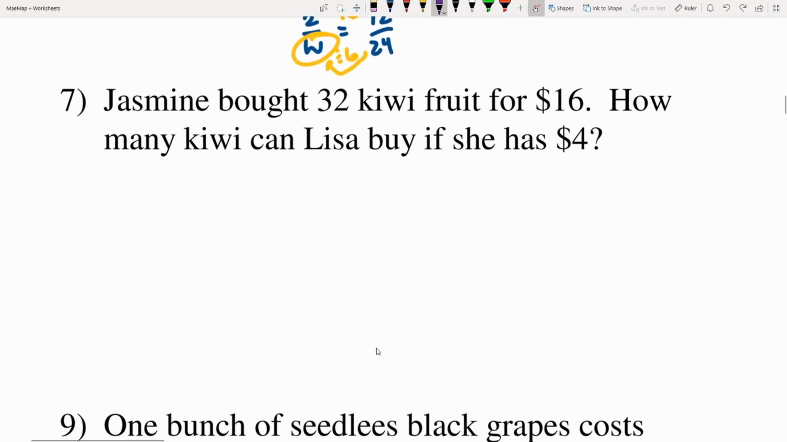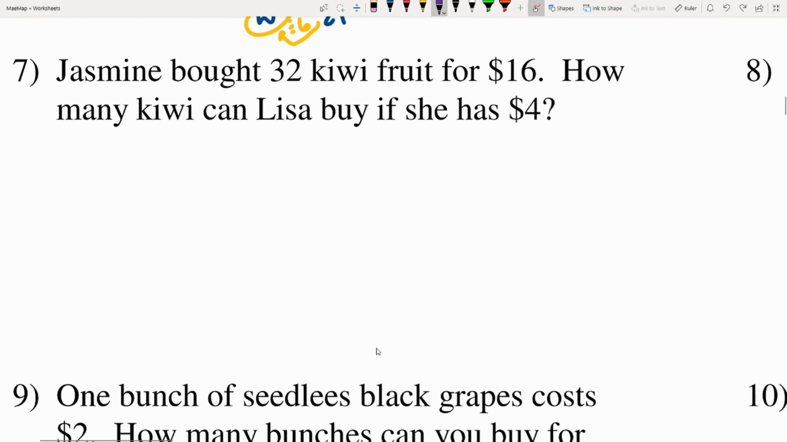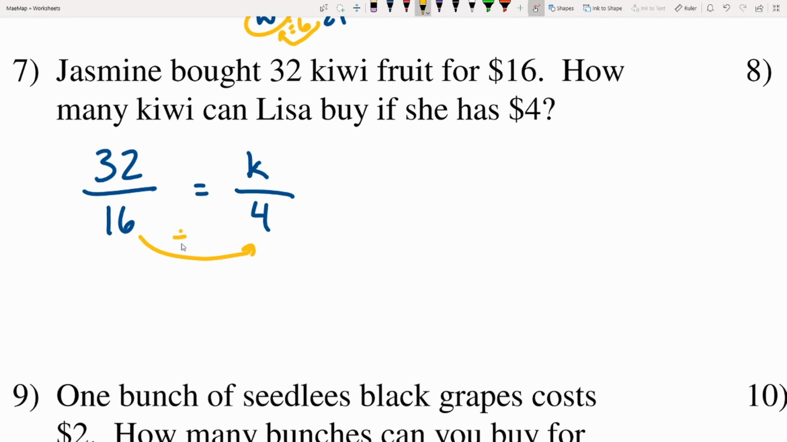In number 7, it says, Jasmine bought 32 kiwi fruit for $16. How many kiwi can Lisa buy if she has $4? So we know we can do 32 kiwi for $16. How many kiwi can you get? So since kiwi was in our numerator, that's what I'm questioning, so I'm going to call that K. How many kiwi can we get if you have $4? Let's find the relationship between 16 and 4. Well, 16 divided by 4 gives us 4, so all we have to do is divide 32 by 4, and that's going to give us 8 kiwis. So 8 is the solution in number 7.